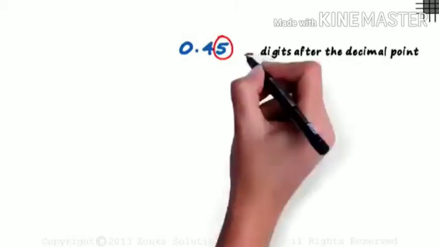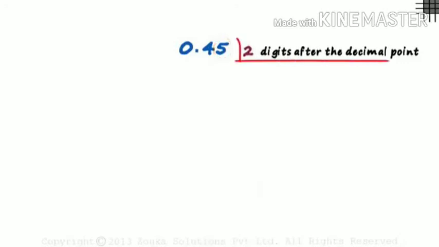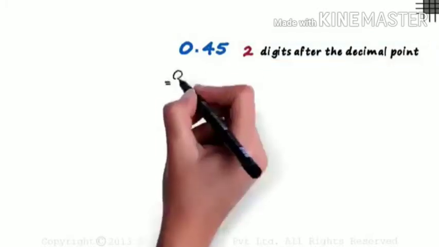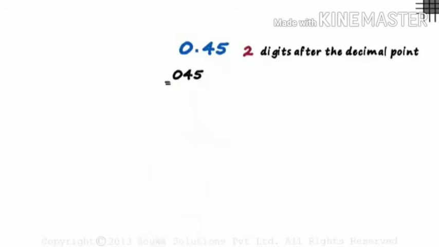Terminating decimal to the form p by q. So let's look at our first example, 0.45. There's only one thing you need to observe here. It's the digits after the decimal point. In this case, we have 4 and 5. 2 digits after the decimal point. This was the most important step. Once we find this, we write the number without the decimal. In this case, it's 045. We write it without the decimal point and divide it by some power of 10.